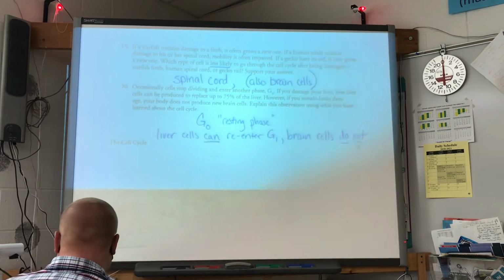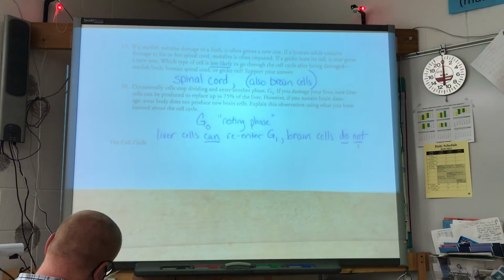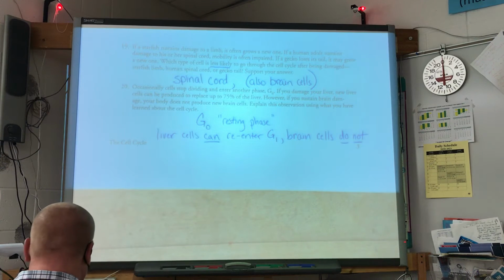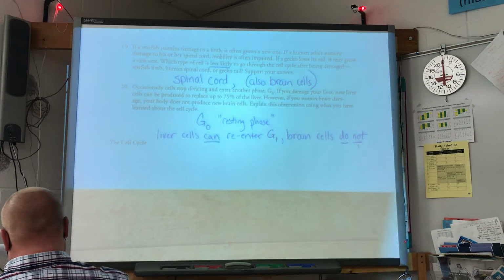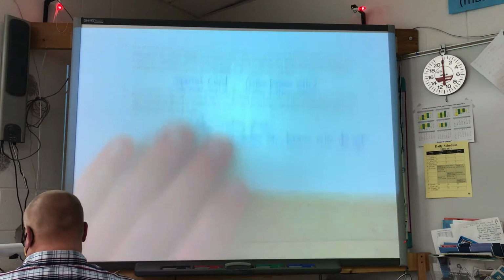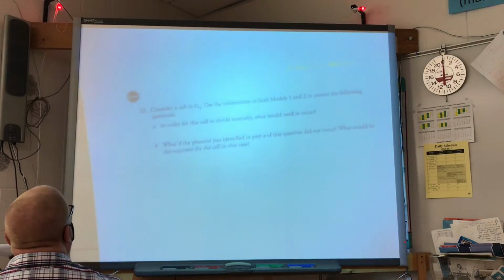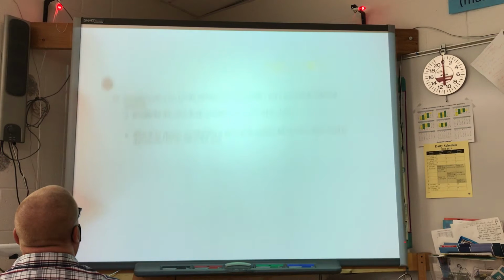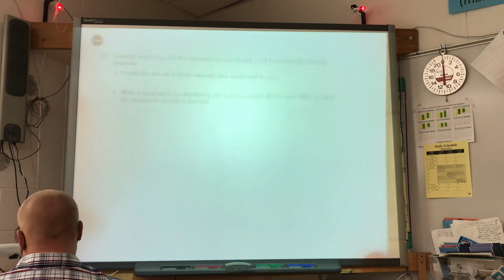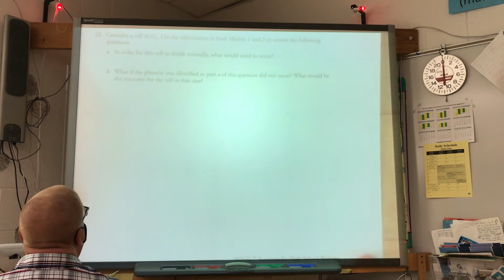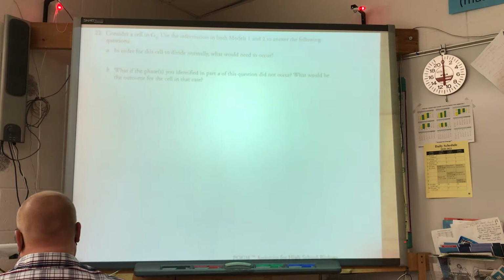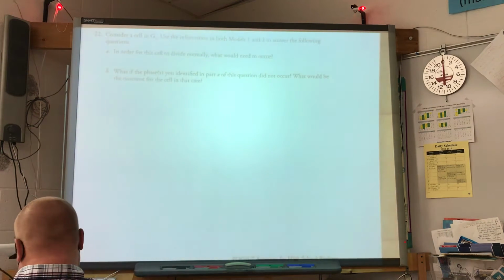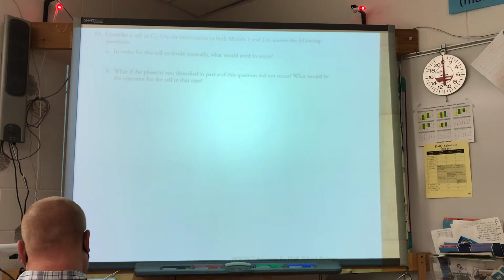Oh, and then 21. We already drew 21. We drew G0 back in Model 1. And I guess the very last question is 22A that I want to talk about. So if we consider a cell in G0, the resting phase, use information from Model 1 and Model 2 to follow. In order for a cell to divide normally, what would need to happen?